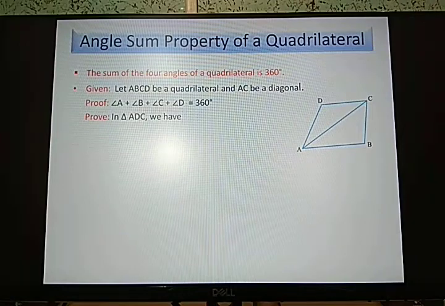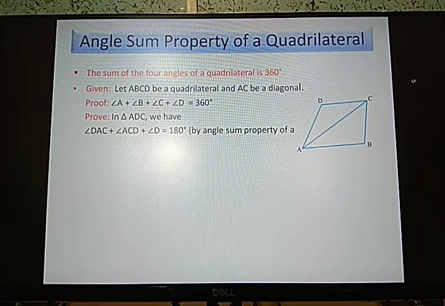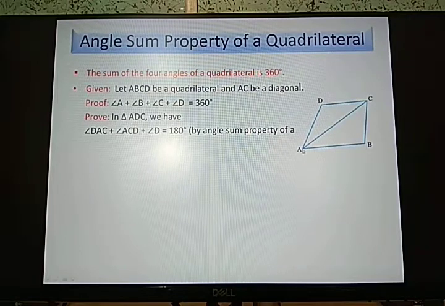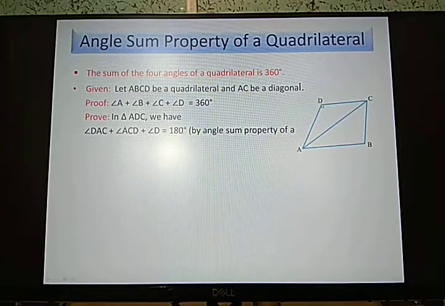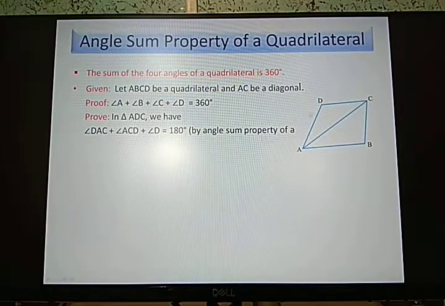First of all, we'll consider the triangle ADC. In triangle ADC, what do we have? We have three angles here. Angle DAC, this is one angle. Angle ACD, this is one angle. And then we have taken angle D. Now you might be thinking why I have written angle D instead of angle ADC. Could we write angle ADC? Yes, we can write. Or angle CDA? Yes, we can write. Just for our convenience, we have taken angle D.